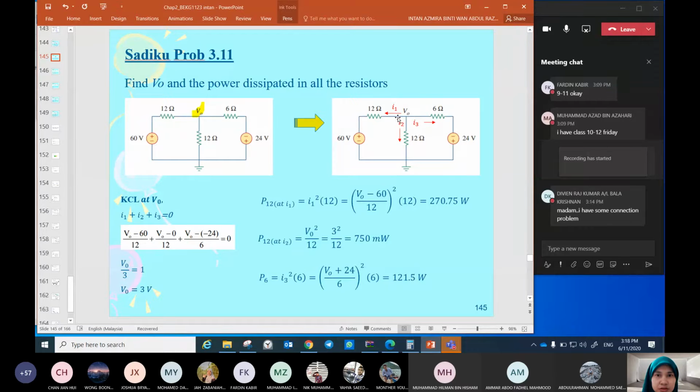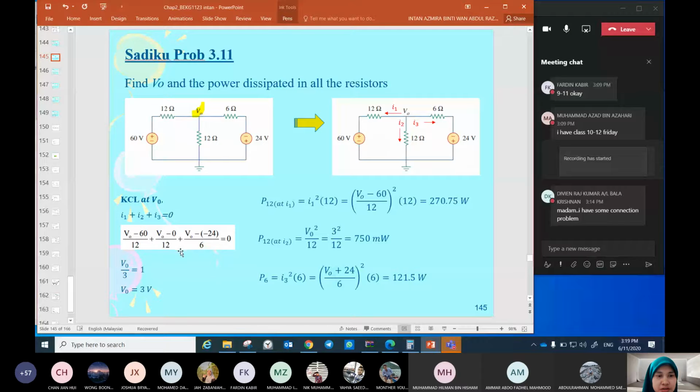Then we put the arrow of current. It is up to you how to put the arrow of current, because your equation will follow the arrow of current. So let I1, I2 and I3 go out from this node. So I1 plus I2 plus I3 is equal to 0. We substitute each I with Ohm's law. So V0 minus 60 divided by 12, plus V0 minus 0, or just V0, divided by 12, plus V0 minus 24 divided by 6, equals 0.